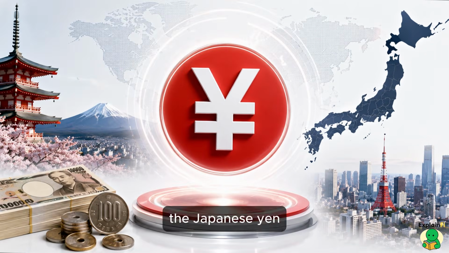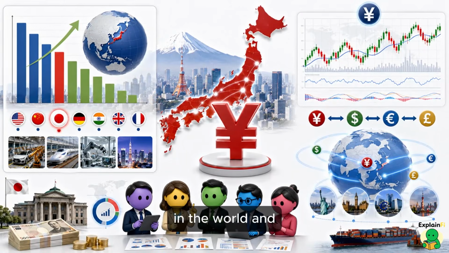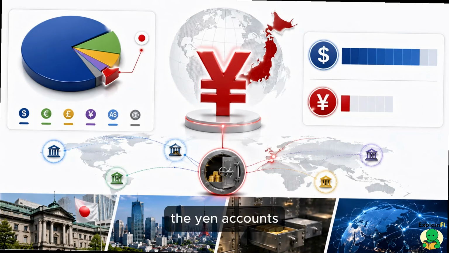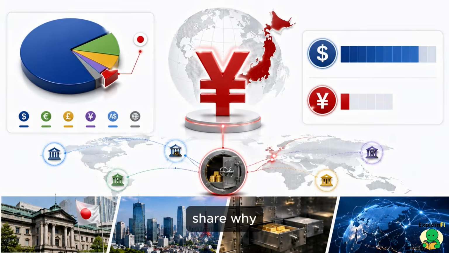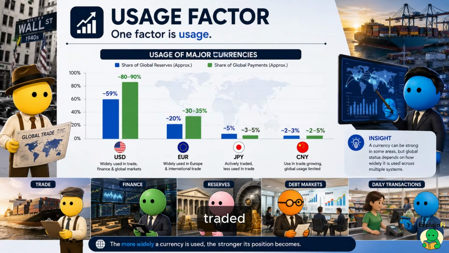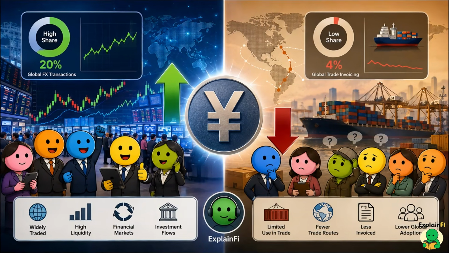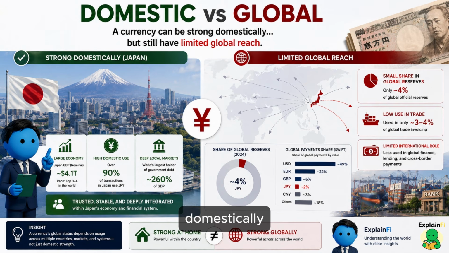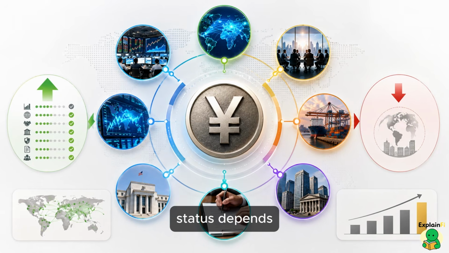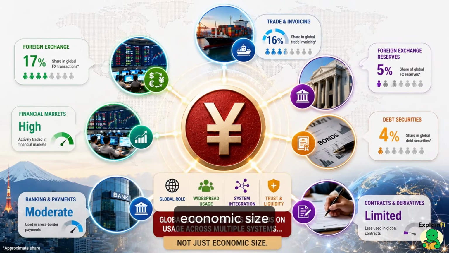Next, the Japanese yen. Japan has one of the largest economies in the world, and its currency is widely traded. But in global reserves, the yen accounts for a much smaller share. Why? One factor is usage. The yen is actively traded in financial markets, but less commonly used in global trade. A currency can be strong domestically, but still have limited global reach. Global currency status depends on usage across multiple systems, not just economic size.